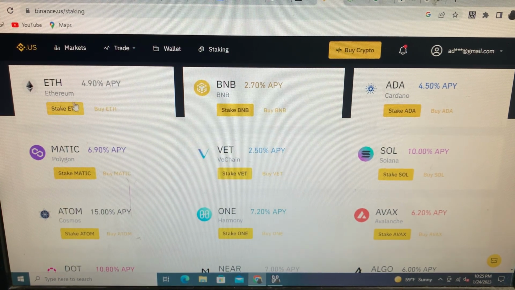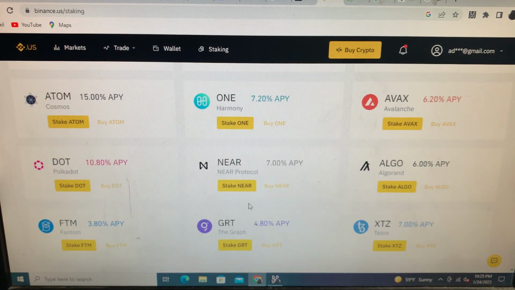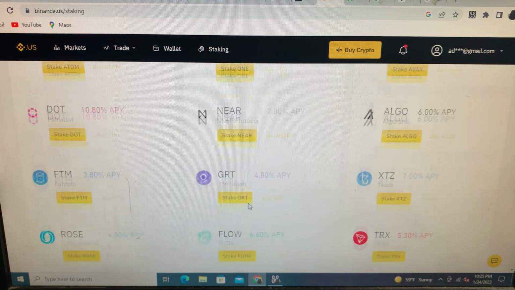You can stake it there. If you stake your Ethereum, okay, there's lock-in periods. Obviously, you can't touch it for like 3, 4, 6 months. I don't know. It gives you 4.9%. Your BNB, they give you 2.7%. Your Cardano, 4.5%. And the highest one over here is your Atom, 15%. Your Polkadot, Algorand, you can stake them all.